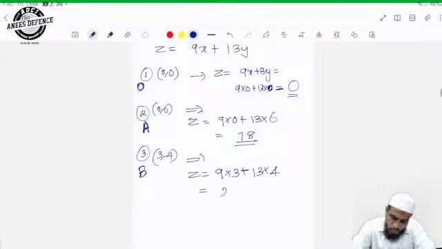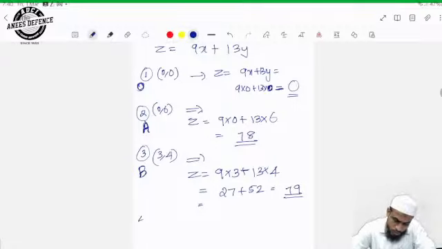9 into 3, 27. 13 into 4, 4 into 3, 12. Remainder 1, 4 into 1, 4 plus 1, 5. So you'll be getting answer 79.